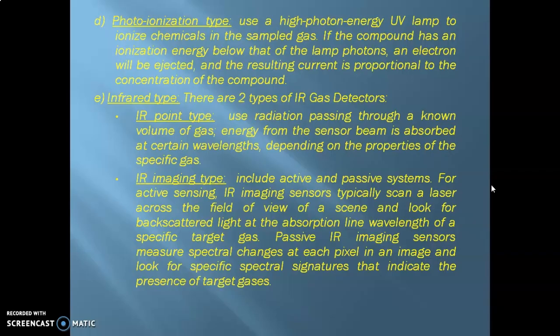Now, let's talk about the next type, that is the passive IR imaging type of gas detectors. The passive IR imaging sensors measure the spectral changes at each pixel in an image and look for specific spectral signatures that indicate the presence of target gases. These are quite similar to video-based smoke detection systems as well, because even in that, the cameras or imaging sensors search for certain spectral changes within the environment that is being protected in order to determine whether a fire alarm exists or not.